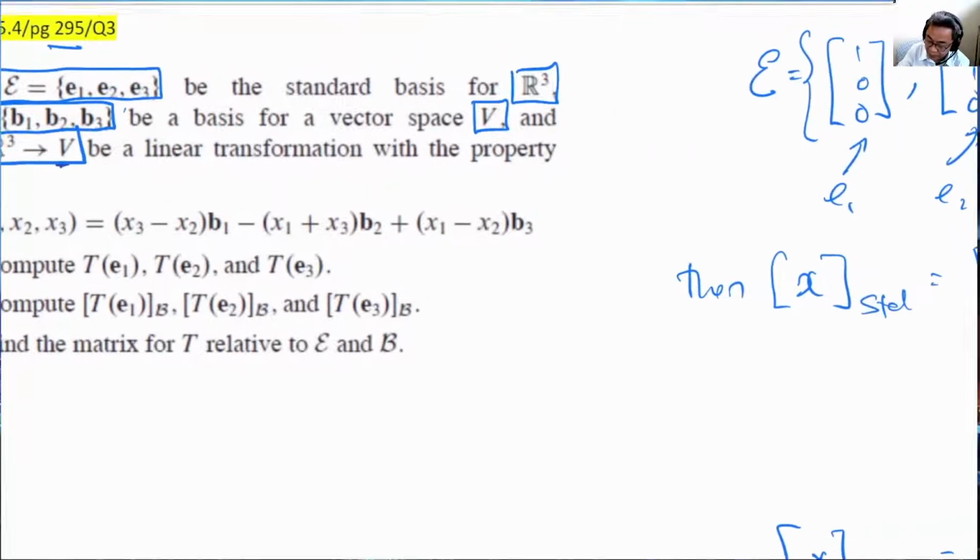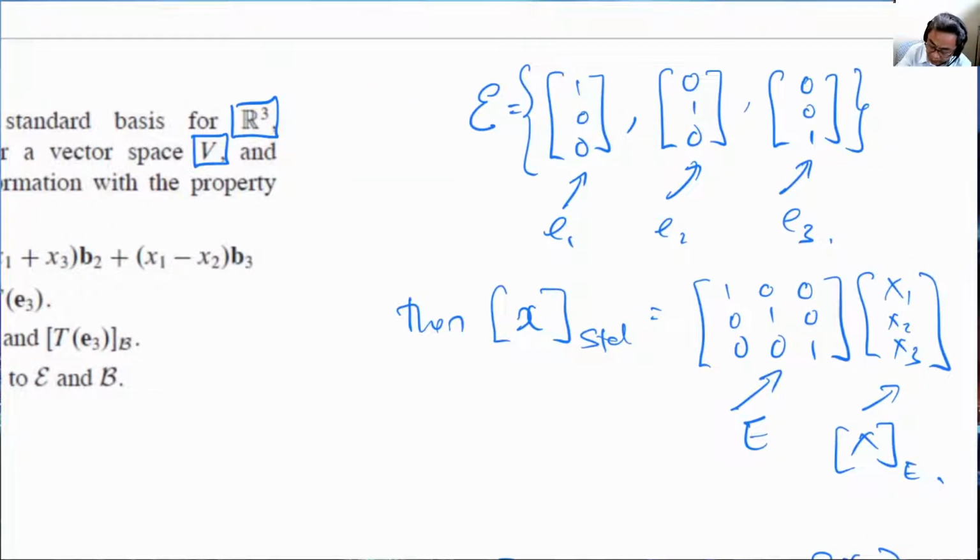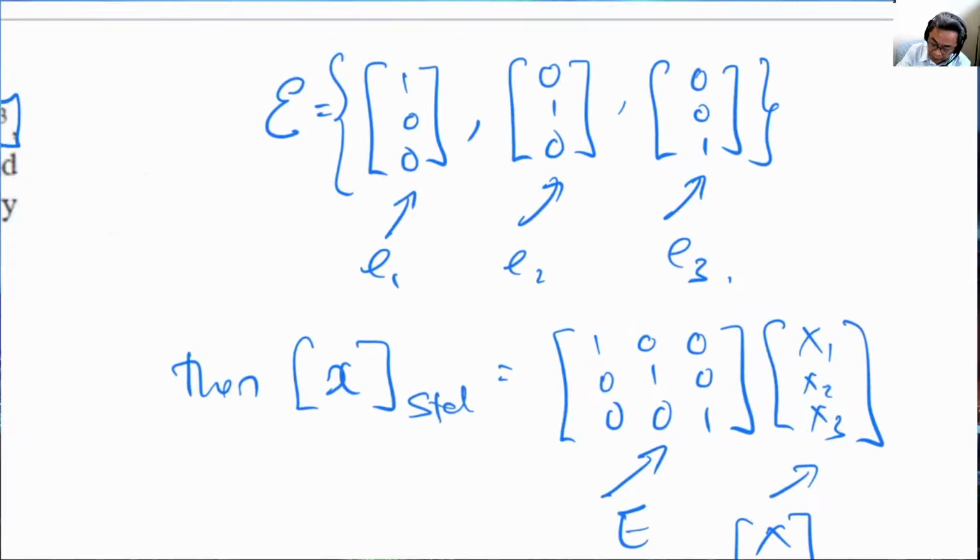Right, let's see what E is first. E is the standard basis, so it looks like this. Each basis vector has only a single one there. E1 is 100, E2 is 010, and E3 is 001. It's ordered because we need them to be in this order.